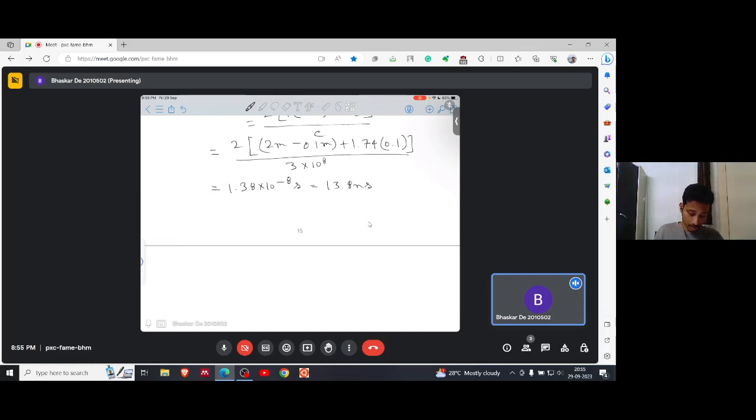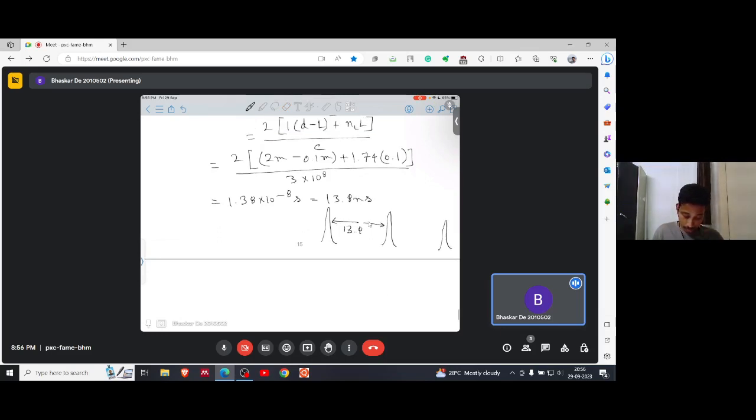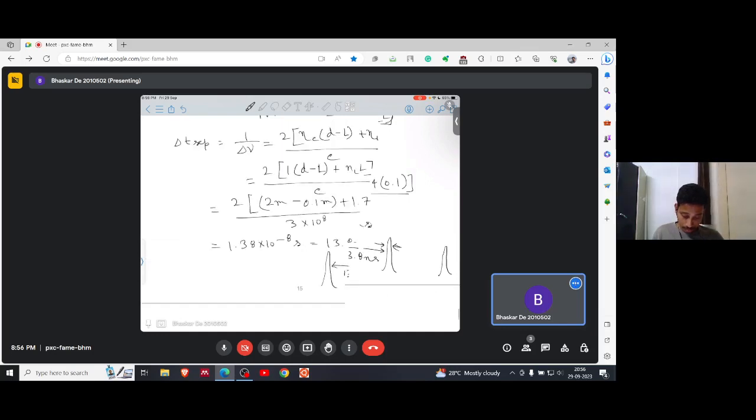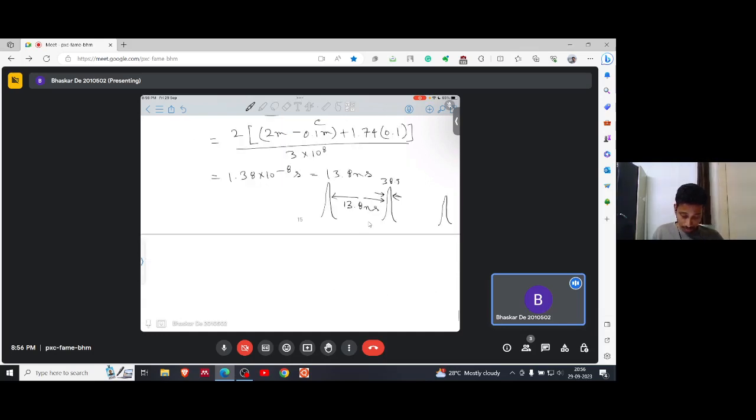So basically the pulses are coming like this. Sorry, this is very bad pulses. So this is 13.8 nanosecond, and this is 38.5 femtosecond.